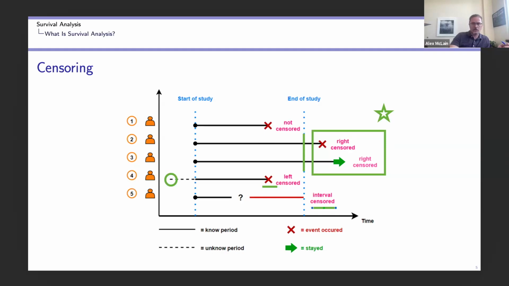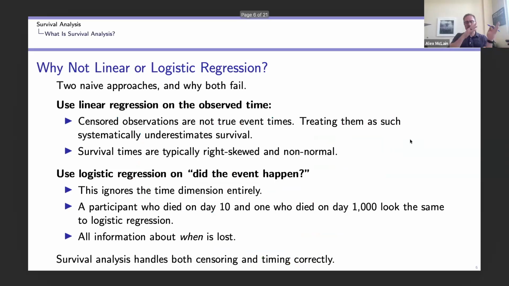Okay, Chad, I see you were probably answering my first question when you said shrinking population. You're right, the censoring did cause a shrinking population. Good point. Okay, so why don't we do linear regression and logistic regression? What are the issues with these?